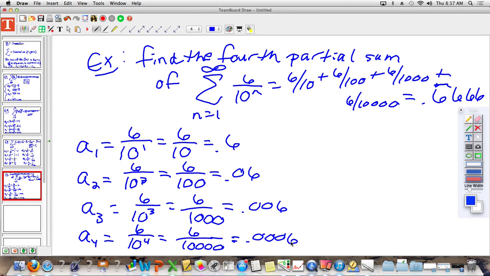It's going to become 0.6666666666666 infinitely far. 2/3. Approximately. The sum is approaching 2/3.